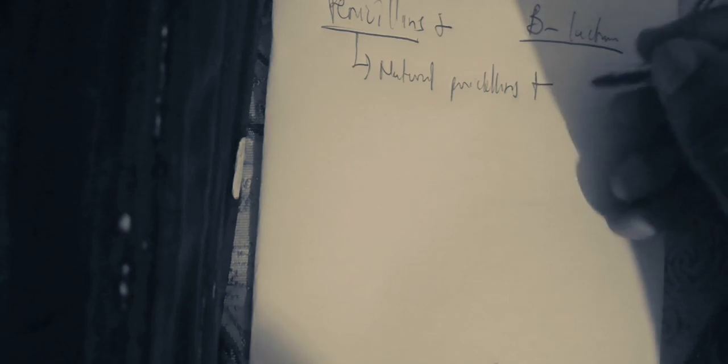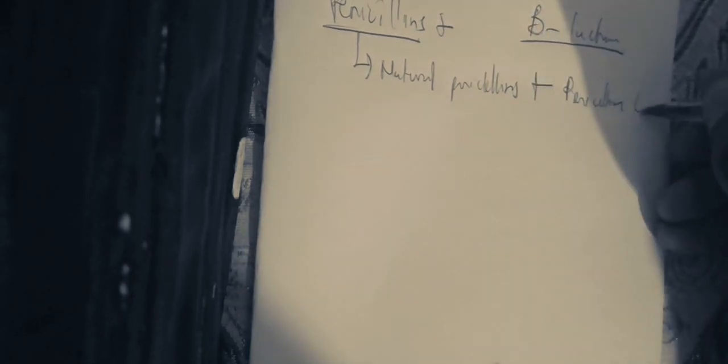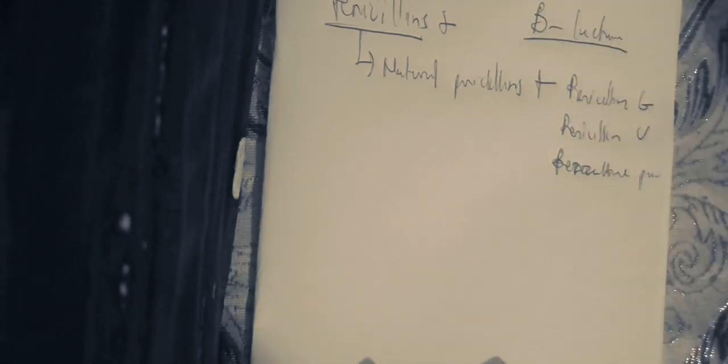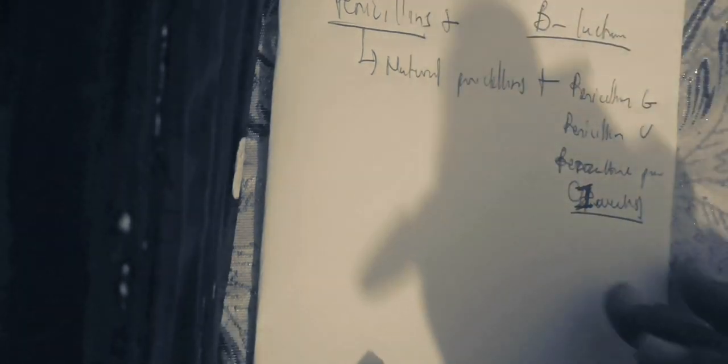An example of natural penicillins, we have penicillin G, which is taken IV. We have penicillin V, which is taken orally, and we have benzathine penicillin, which is taken intramuscularly. It's taken after every 1 week to 4 weeks. That's a very long lifespan. All these penicillins can be used against streptococci.